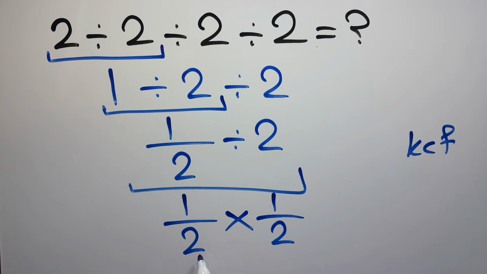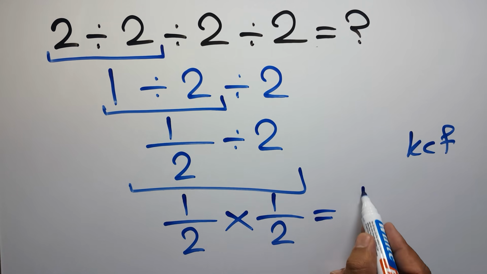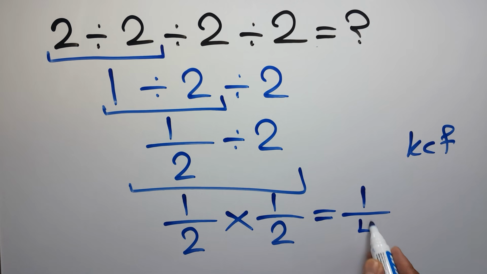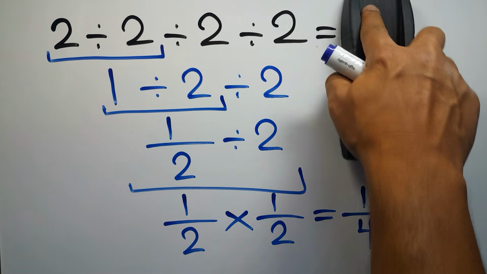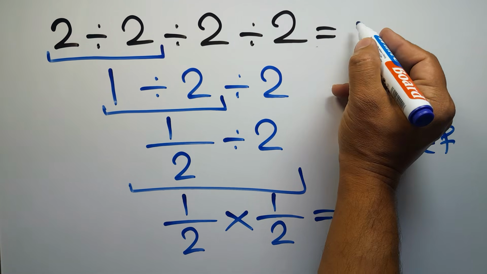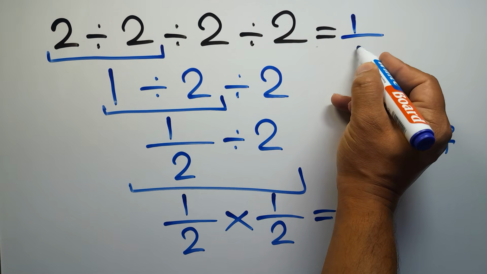So we have 1 over 2 times 1 over 2, which equals 1 times 1 gives us 1. So 1 over 2 times 2 equals 4. So 1 over 4. And this is our final answer to this problem. The correct answer is 1 over 4.